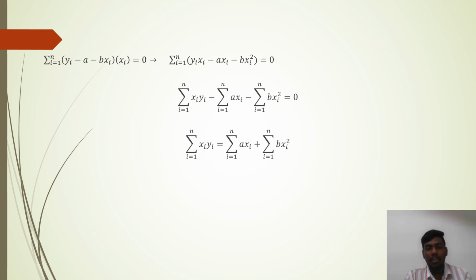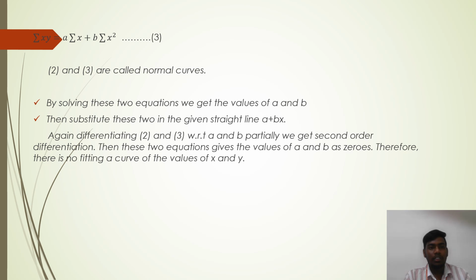Then the equation will be summation i equals 1 to n of xi into yi equals summation of i equals 1 to n of a into xi plus summation of i equals 1 to n of b xi square. The general equation is summation of xy equals a into summation of x plus b into summation of x square. This equation is represented as the third equation, equation 3.